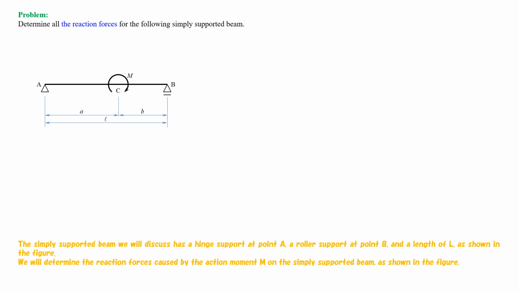The simply supported beam we will discuss has a hinge support at point A, a roller support at point B, and a length of L, as shown in the figure. We will determine the reaction forces caused by the action moment M on the simply supported beam, as shown in the figure.